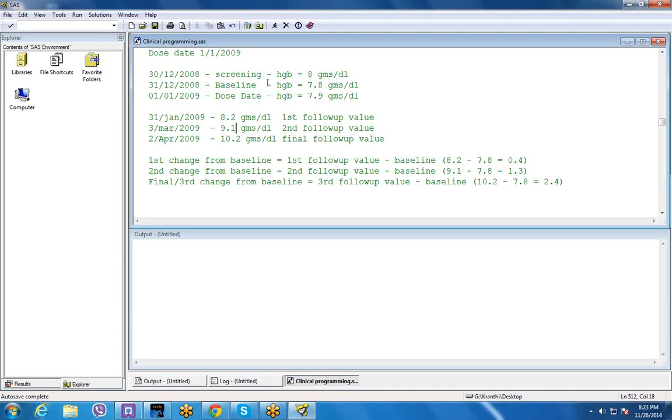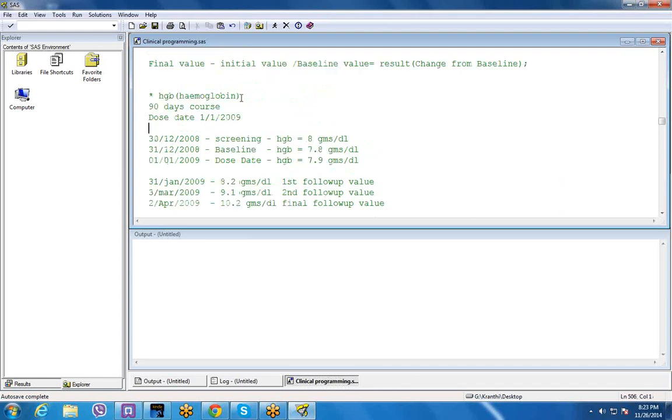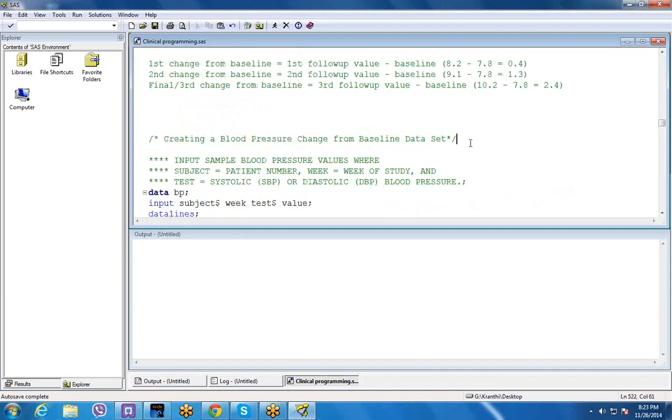So never calculate what we say the follow-up to follow-up. We calculate always from the baseline only. Okay, so it's 9.1 minus 7.8. It's 1.3. Again 10.2 minus 7.8. There's the final change from baseline. So the total increase of the hemoglobin concentration is some 2.4 because of this 3 months or 90 days of the course. Okay, so this is how we are calculating.